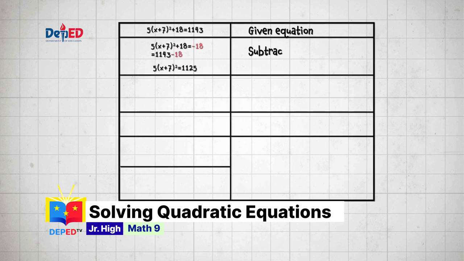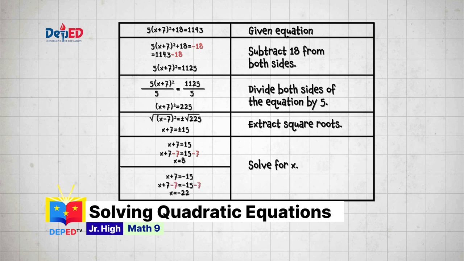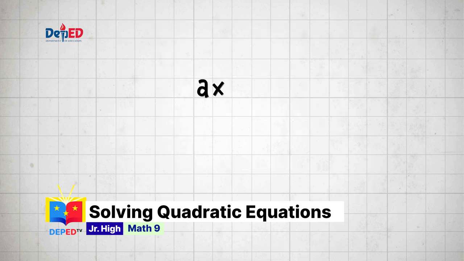So we subtract 18 from both sides, divide both sides by 5, and then we extract the square root of both sides. Then we solve for x using each of the square roots of 225. So, the roots of the equation are 8 and negative 22. The next examples are equations of the form ax squared equals k, and here is one of them. 4x squared minus 5 equals 0.